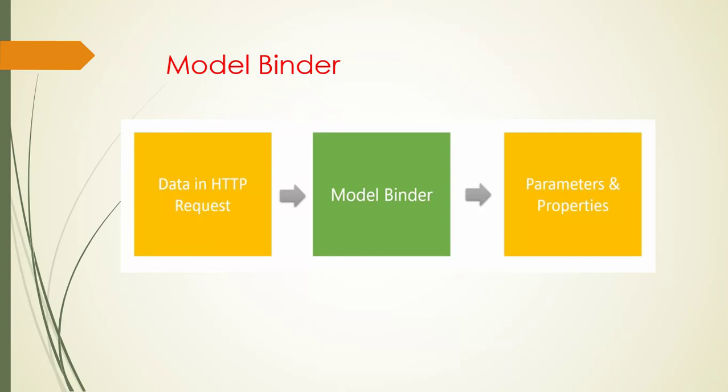The mapping of incoming data to the properties and parameters is possible by model binder. In ASP.NET Core, there are lots of built-in methods and attributes for model binder. We can also create a custom model binder to bind the incoming data to the parameters.